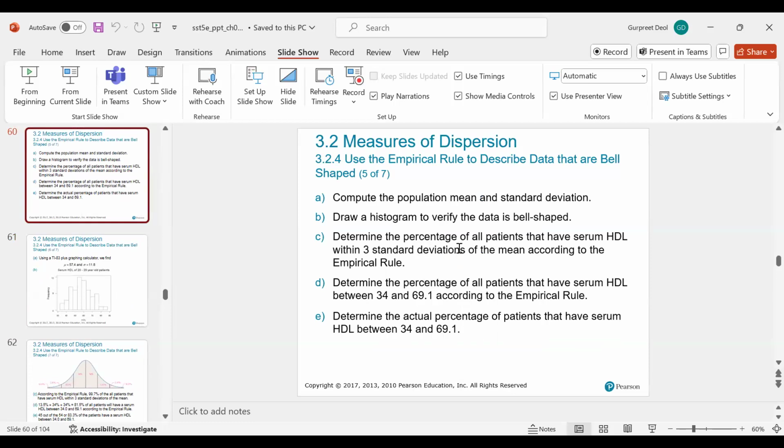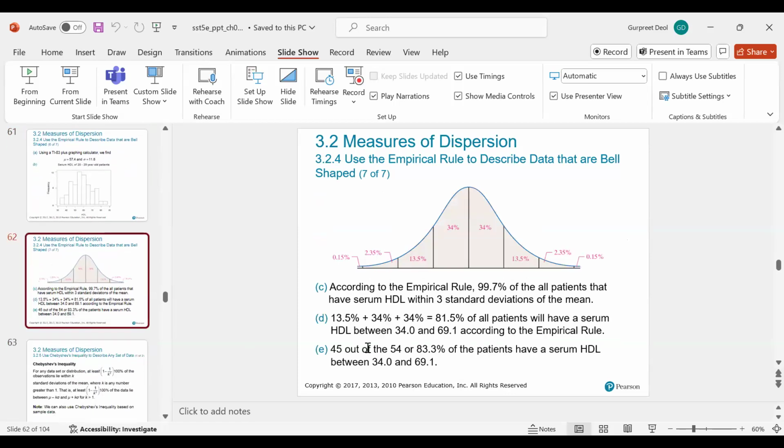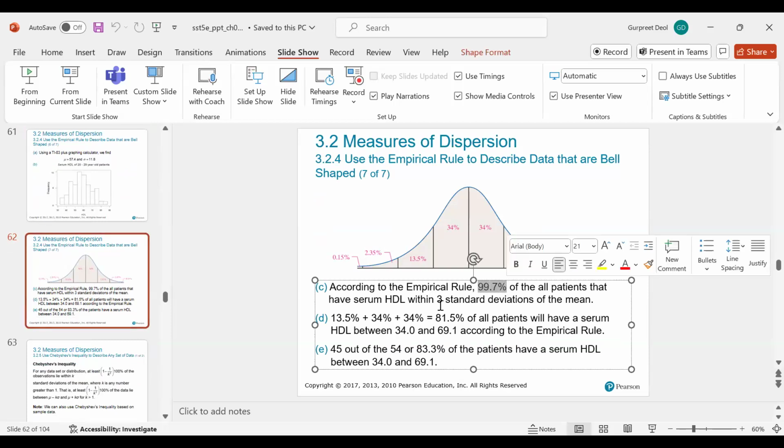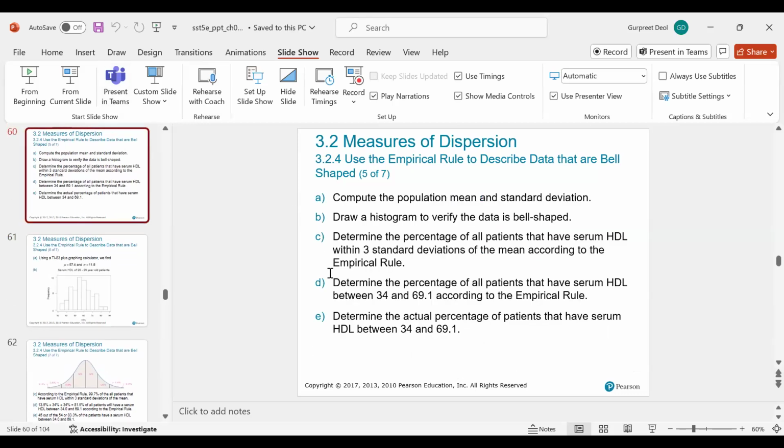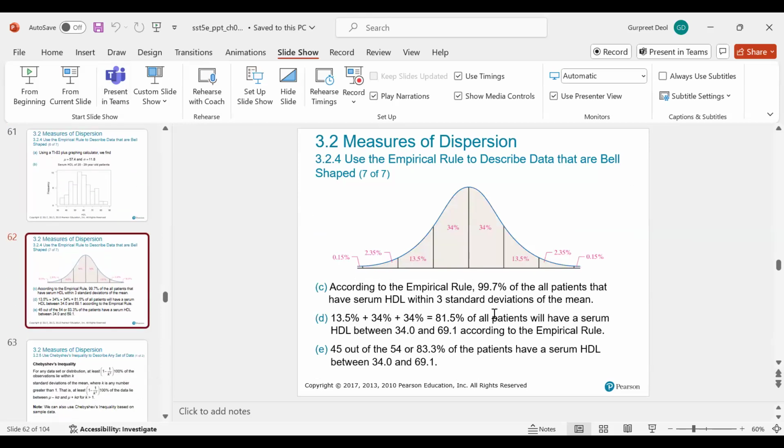Now it says determine the percentage of all patients that have serum HDL within 3 standard deviations. Now here's the answer. According to the empirical rule, 3 standard deviations means 99%. That's what they answered for the C part. As we go to the next part, D, determine the percentage of all patients that have serum HDL between 34 and 69.1.